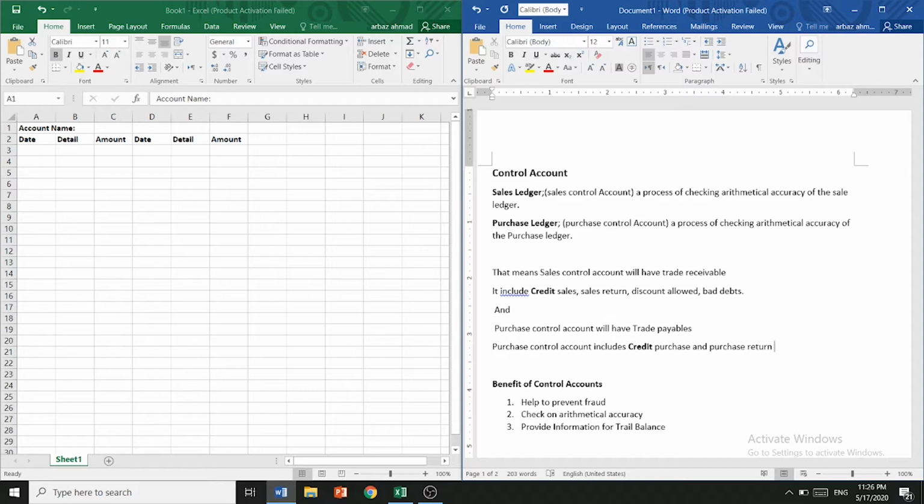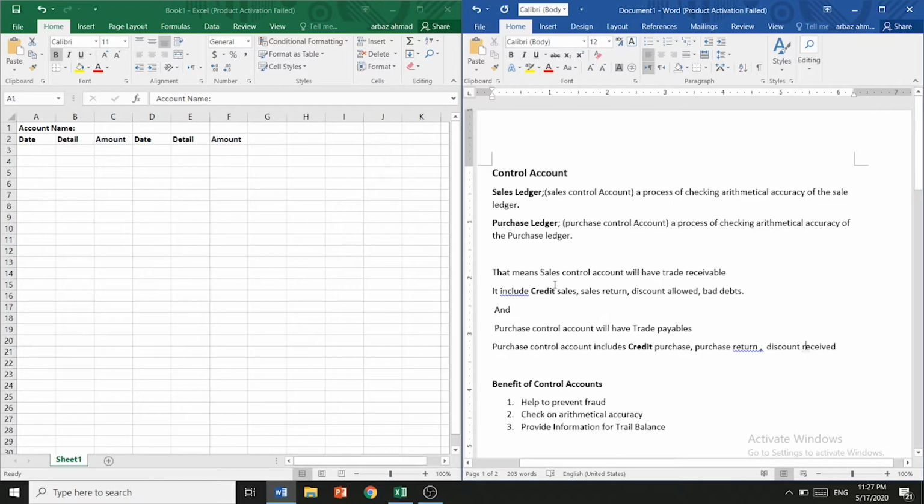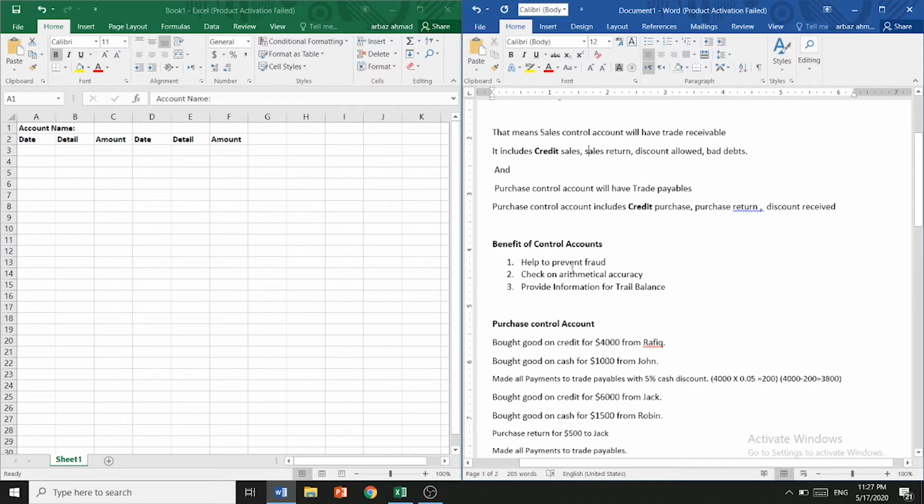What else can we have? We can also have discount receipt, which is an income and which will be on the credit side. And yeah, so basically I hope so far it's clear. When we get some examples of that, then I hope it will be more clear.